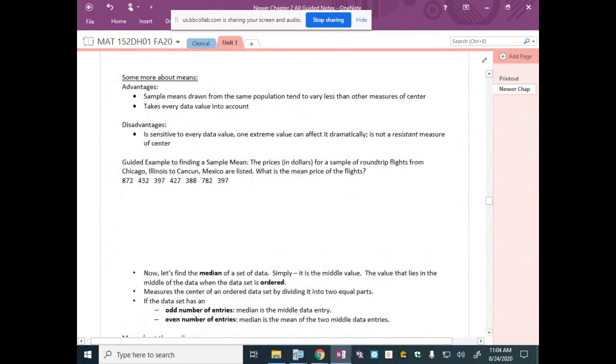So, sample means drawn from the same population take every data value into account, and they tend to vary less than other measures of center. Disadvantages are that they are sensitive to every data value, and it's not a resistant measure of center. So one extreme value could throw that off.